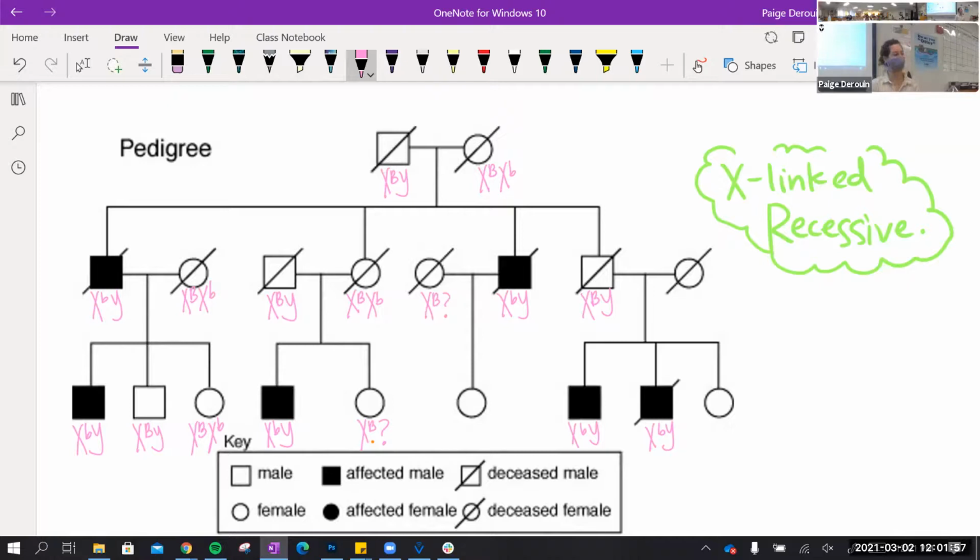But their daughter, do we know what she is? She has to be a carrier because her dad had to give her a lowercase b. So she's X uppercase B, X lowercase b. And then finally, our last two ladies on here, this woman up here, the mom, carrier or not? Carrier.